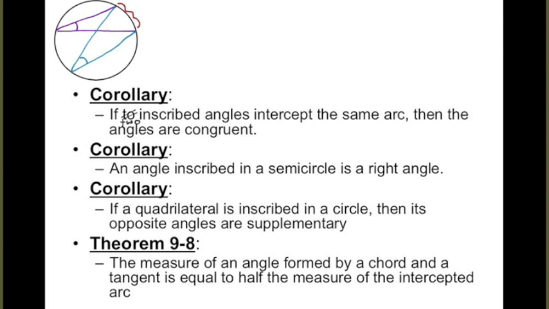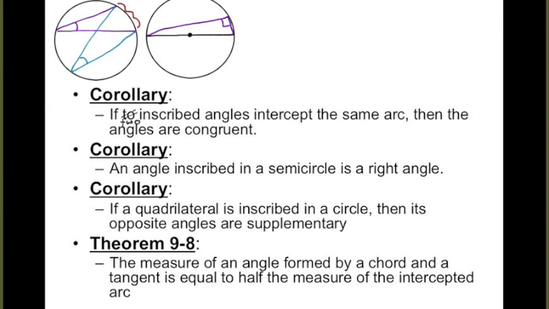The second corollary says an angle inscribed in a semicircle is going to be a right angle. So a semicircle, we learned, has its ends at the diameter. Okay, the diameter cuts it in half. So if we inscribe an angle in there, what we're going to do is put the ends of our angle on that diameter. And according to this corollary, that should be a right angle.